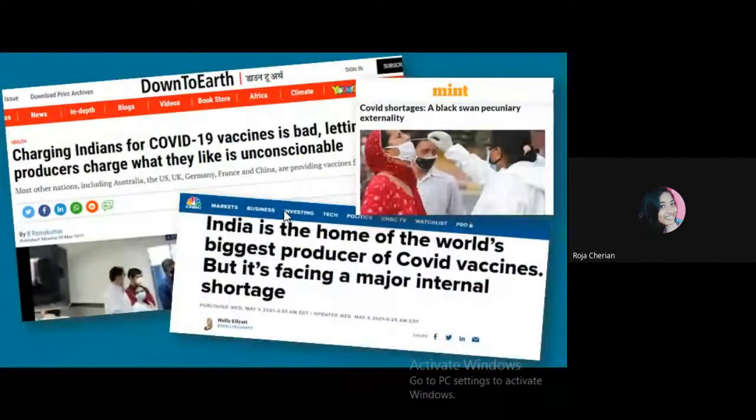In this pandemic situation, we are more aware of the importance and the need of vaccination. But nowadays, our country experiences a shortage of vaccines, as shown in these news reports. But how do we solve this problem? For that, we can discuss the first case, that is market solution.